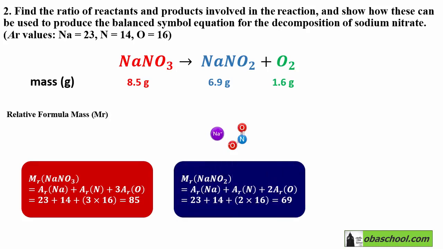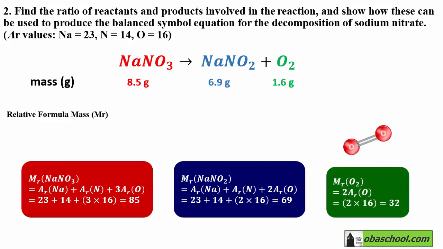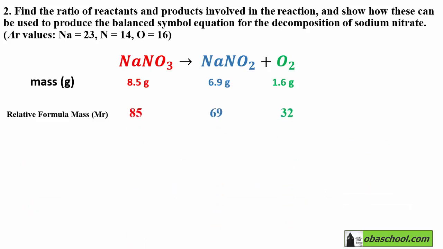Let's do this together. The relative atomic mass of Na, sodium, is 23, plus the relative atomic mass of nitrogen, which is 14, plus 2 times 16, because we have 2 oxygen atoms, and the relative atomic mass of each oxygen atom is 16, and this is a total of 69. Now we will calculate the relative molecular mass of O2. So 2 times 16, which is equal to 32.